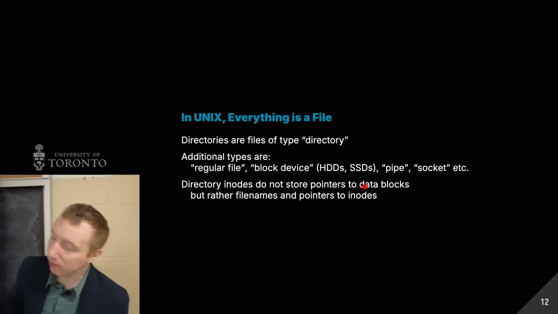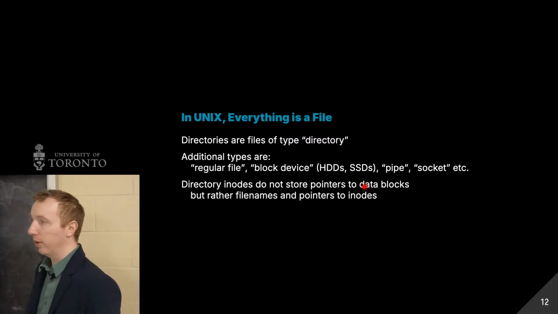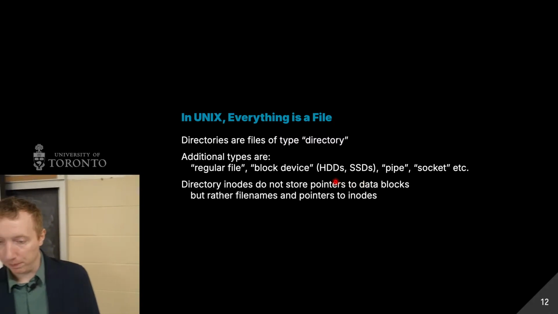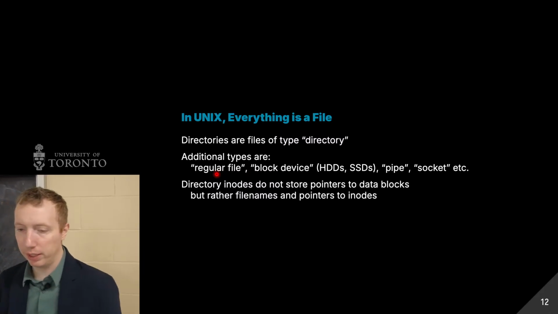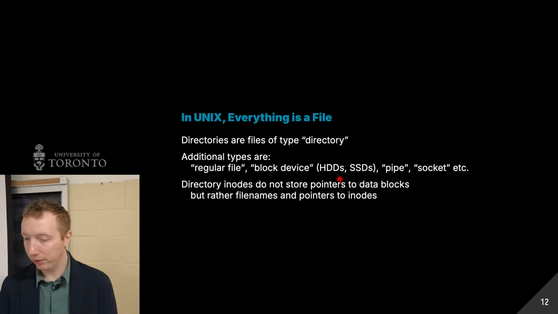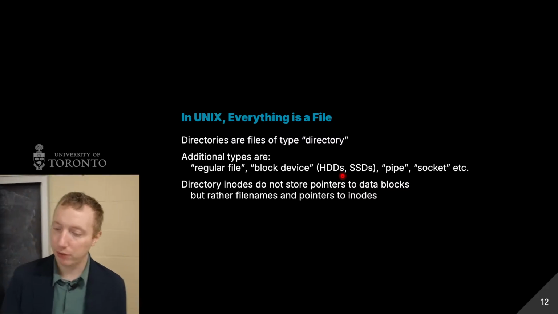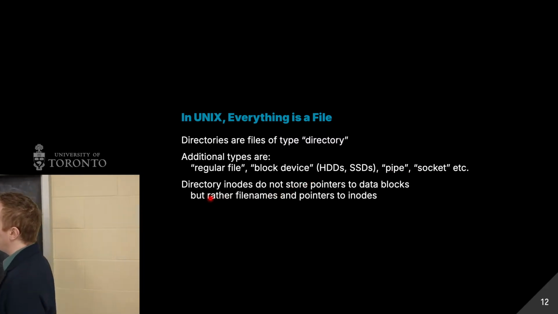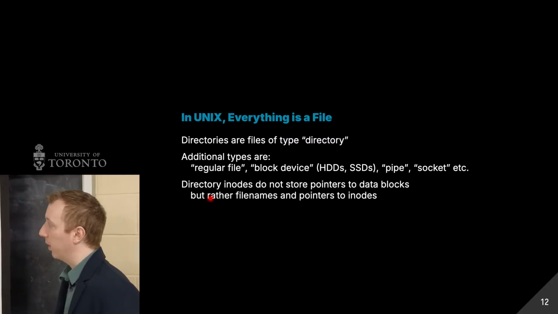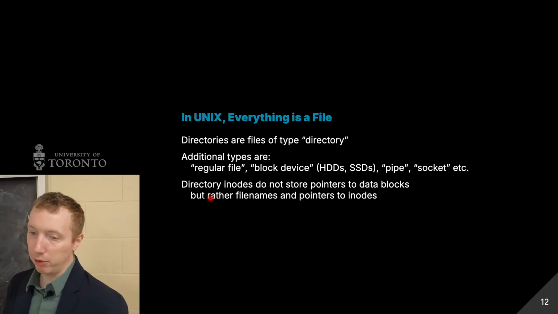All right, so in Unix, everything is a file. Directories are actually files of type directory. Additional types are regular files as well, symbolic links, which I didn't put here but that is a different file type, and block devices, so hardware like HDDs and SSDs gets represented as just a file. Pipes can get represented by files, sockets, which we saw, and a whole bunch of other things. So directory inodes do not store pointers to data blocks or anything like that. It just stores a whole bunch of name inode pairs.